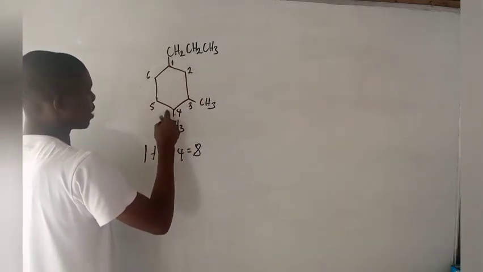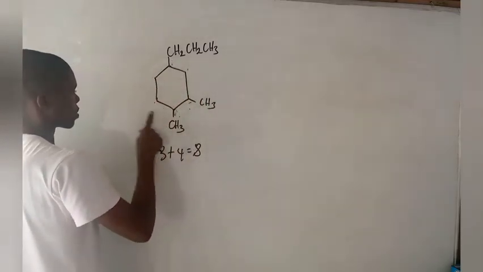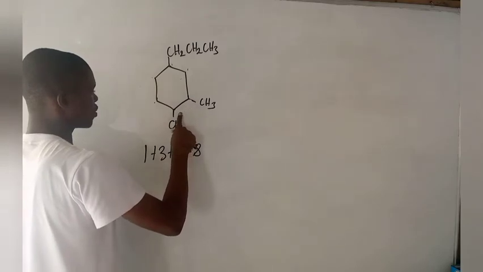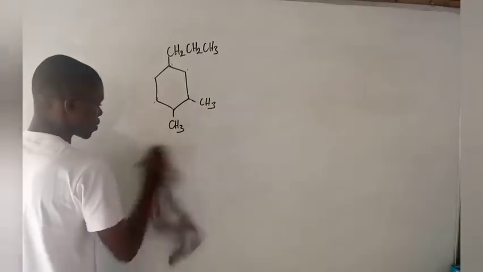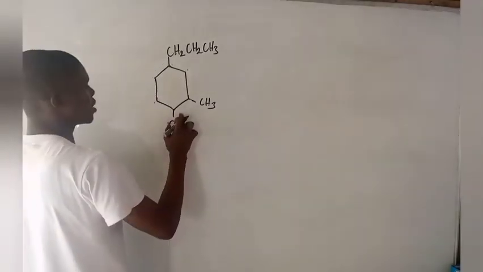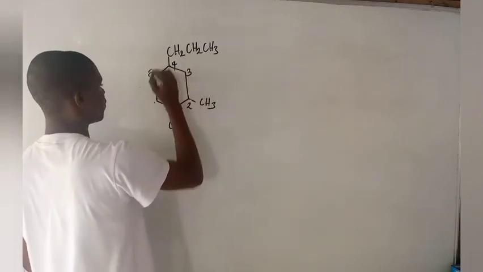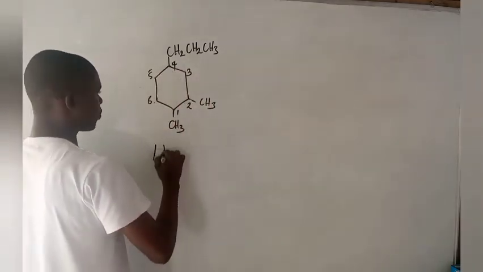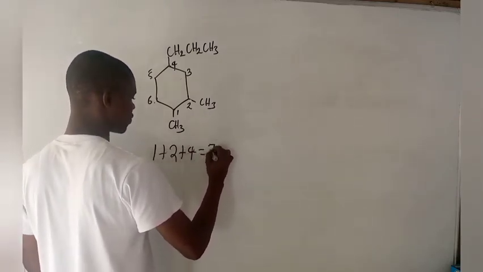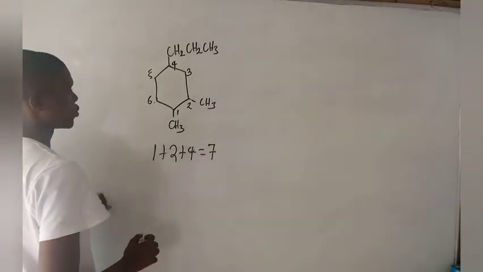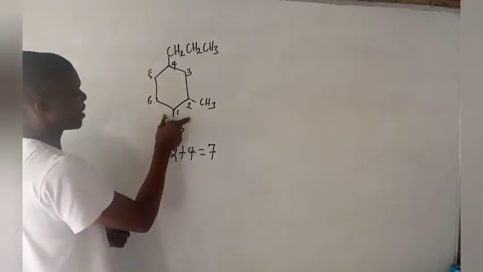Now what about if I make this my carbon 1? If I have this as my carbon 1, look at what I'm going to get: 1, 2, 3, 4, 5, 6. So it's going to be 1 plus 2 plus 4, which gives me 7. So 7 is much lower than 8. So this one will now be the right numbering.